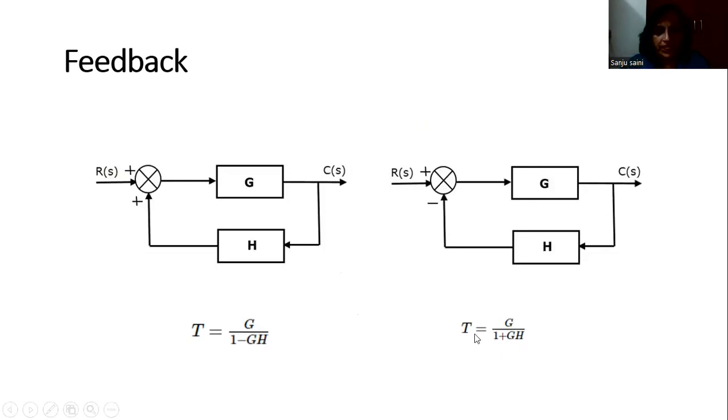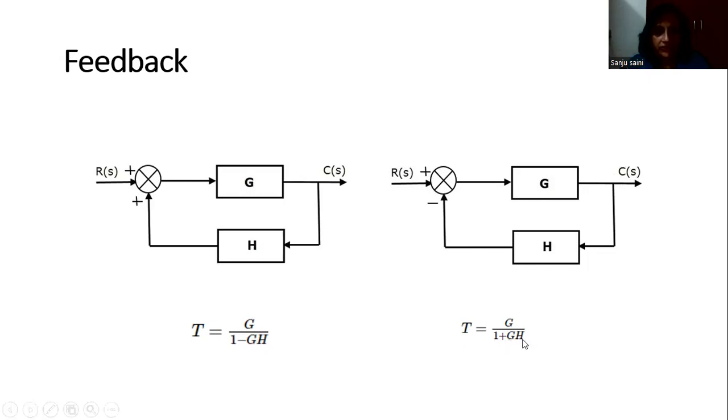So what is T? T is the overall transfer function. C(s) is equal to T(s) multiplied by R(s). In case R(s) is bounded and T(s) is bounded, then C(s) will also be bounded. But T(s) depends upon the value of G divided by 1 plus GH. G is the plant. The only thing that we can change is H, the transfer function of the feedback element.